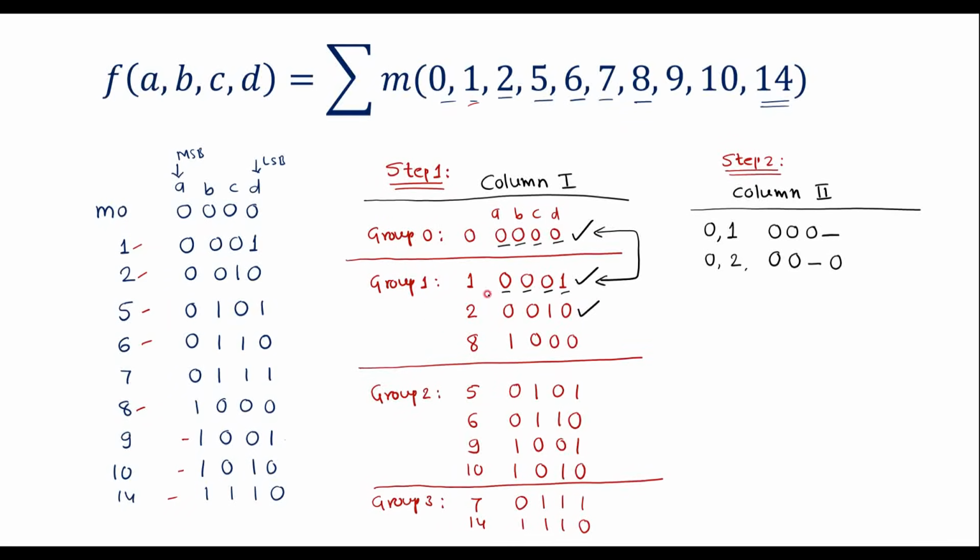Similarly, compare 0 with 8. If I compare 0 with 8, it differs in the first bit, that is the MSB. I will put a check mark to 8. So it differs in the MSB, so the first bit will be a dash. The remaining bits will be written as they are, that is 0, 0, 0. Thus, we have compared each number of group 0 with all the numbers of group 1.